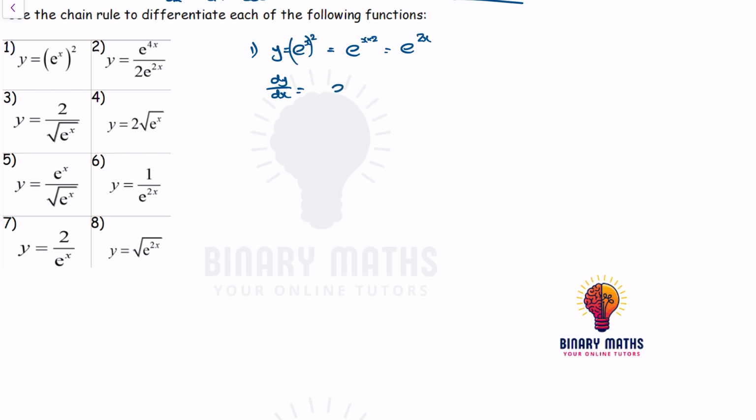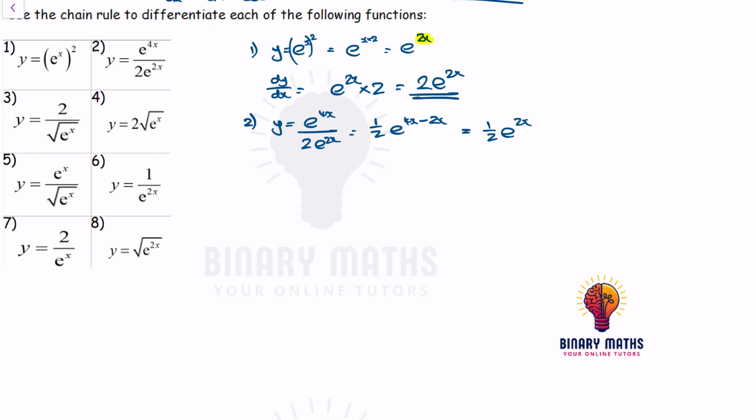So e to the 2x differentiates to e to the 2x, and from the inner function, when you differentiate it, you get 2, so it's going to be times by 2, which means 2e^(2x) is the answer. Okay, so this is the informal chain rule in your head. Question 2, y is equal to e^(4x) over 2e^(2x), which is equal to half e to the 4x take away 2x, because using the laws of indices, which gives me half e^(2x). So now I need to differentiate informally using the chain rule.